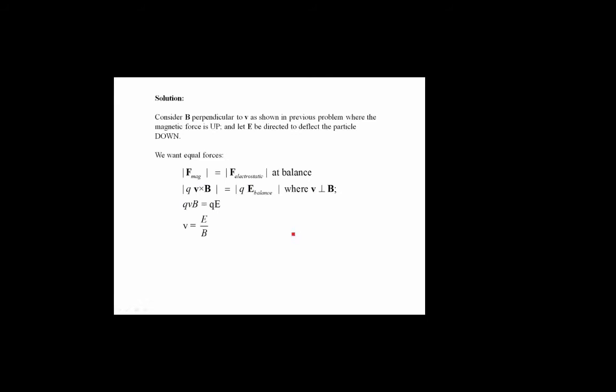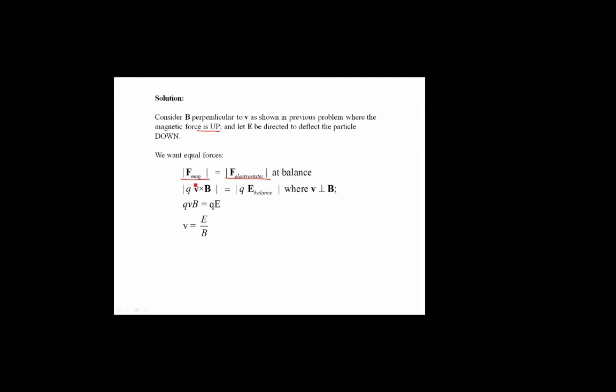So what is the relationship between the velocity when you have the match, when you have equilibrium? Let's consider B perpendicular to V, as we have used before, and we'll make the magnetic force put an upward force on the particle, and we'll let E be directed downwards to deflect the particle, and these are in the opposite direction. So at balance, you have the magnitude of the magnetic force equaling the magnitude of the electrostatic force, and then you have achieved balance.